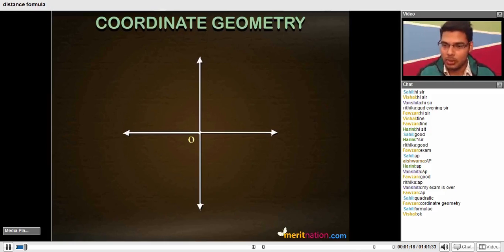What is really coordinate geometry? What do you mean by coordinate geometry? If I say I have a point P, can we locate some of the points? Yes?